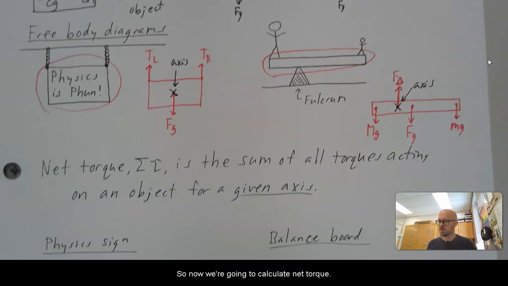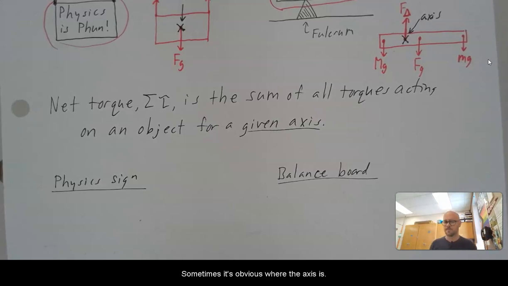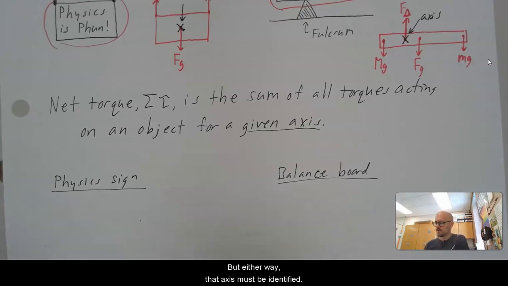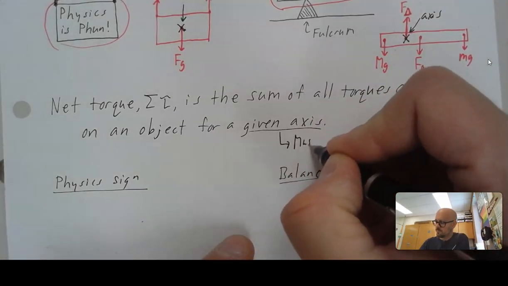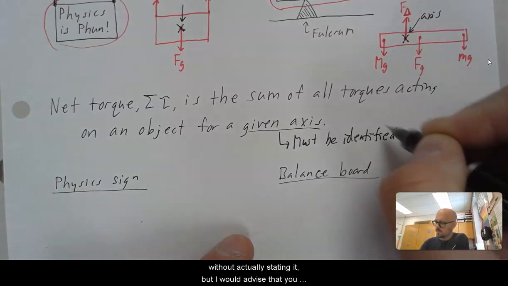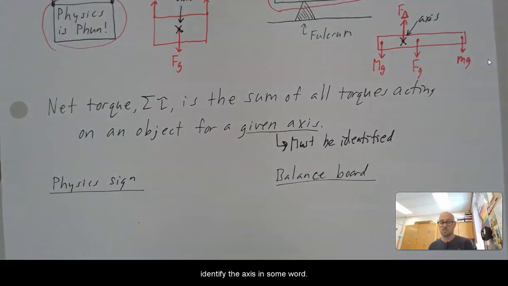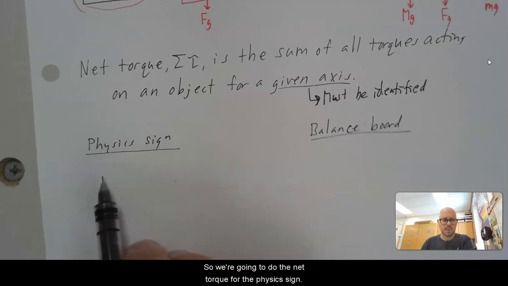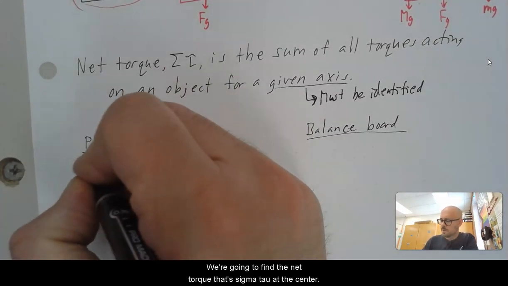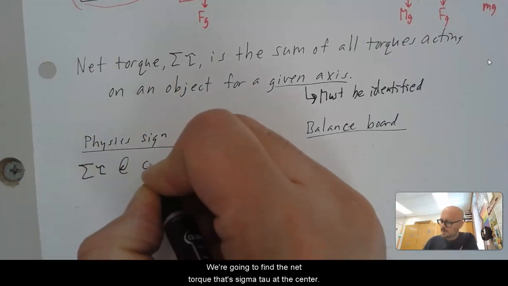So now we're going to calculate net torque. Net torque is the sum of all torques acting on an object for a given axis. Sometimes you get to choose the axis yourself. Sometimes it's obvious where the axis is. But either way, that axis must be identified. Now, there's ways to identify it without actually stating it, but I would advise that you identify the axis in some word. So we're going to do the net torque for the physics sign. We're going to find the net torque, that's sigma tau, at the center.